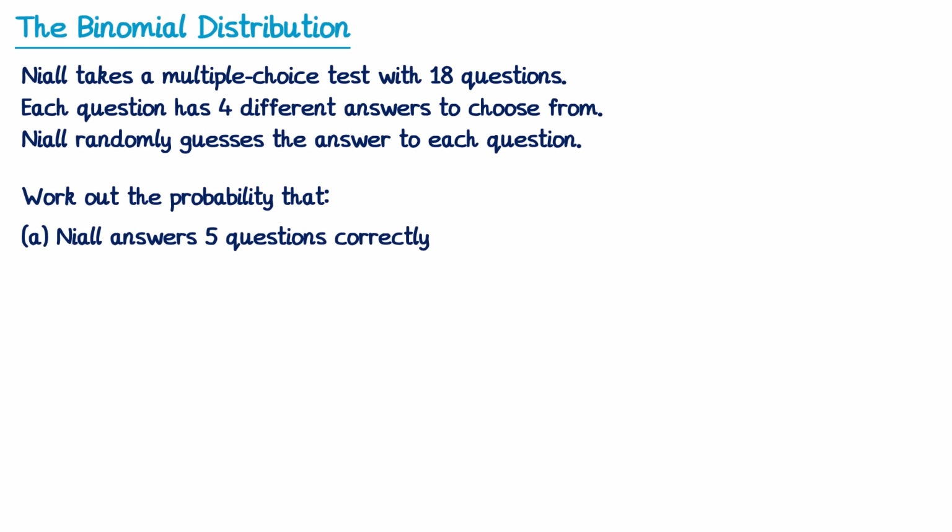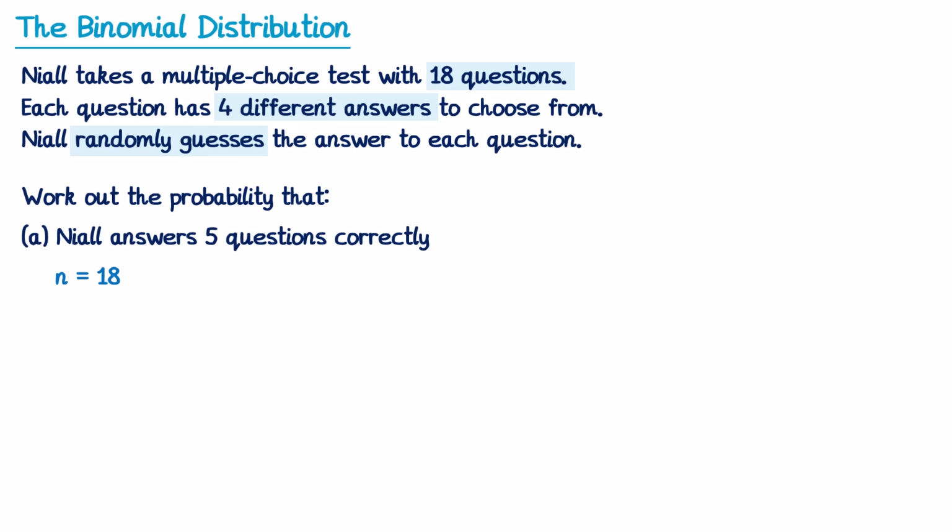Now, it may not be too obvious at first that this question is about the binomial distribution, but let's think about it. For the binomial distribution, we need to have a fixed number of trials, and we can see here that Niall is doing 18 questions, which means our value of n is going to be 18. We also need a fixed probability of success. Well, if there are 4 different answers to each question, and he's randomly guessing them, he will be correct a quarter of the time, or 0.25.